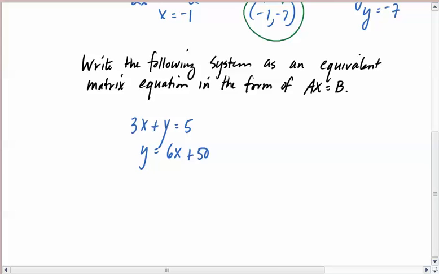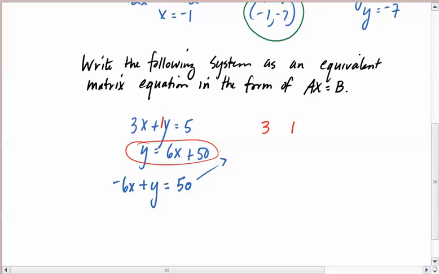There's 3, 1. I'm just taking the coefficients off. Now, if you notice, this one is not ready. So let me adjust that a little bit. I need the 6x on the other side. That's a y that's positive, and then now it's equal to 50. So now I'll put this one in its proper spot. So I have a negative 6 and a 1. So there are my coefficients. Okay, that's my coefficient matrix.